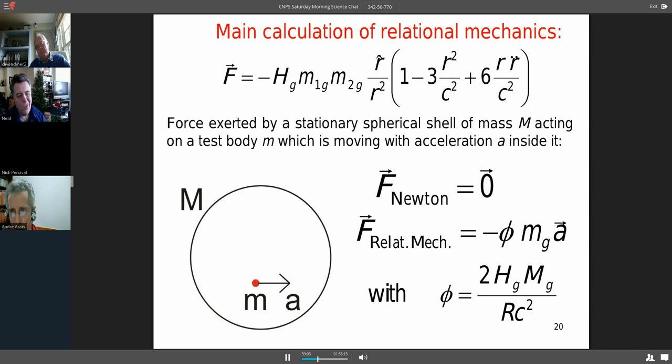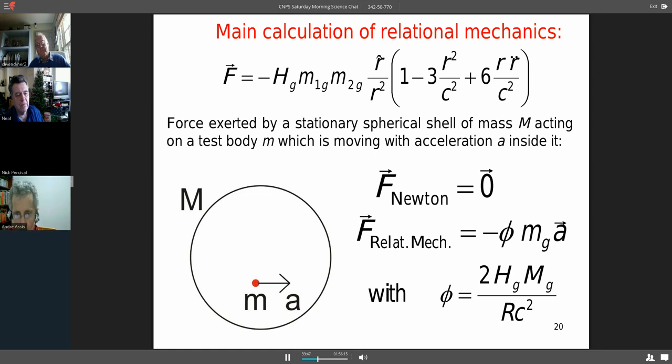This is the first component of Weber's law. But Weber's has a second and a third component. When you integrate that, then the force no longer goes to zero. The final result is that the force exerted by the shell on the internal particle is minus a constant times the gravitational mass of the test particle times the acceleration of the test particle relative to the shell, not relative to an observer or to a frame of reference. It is relative acceleration between the test particle and the shell. And the mass which appears here is gravitational mass because this force comes from a gravitational interaction.